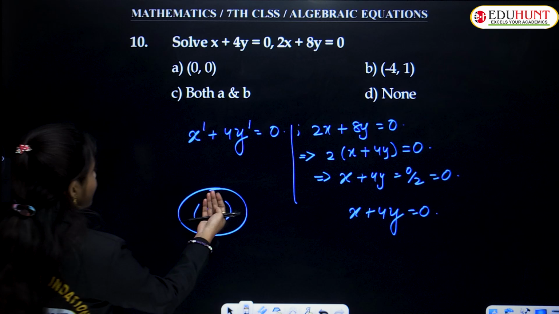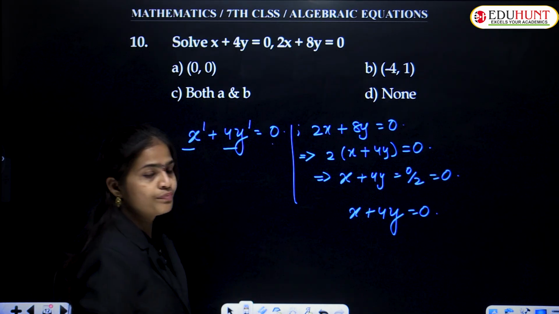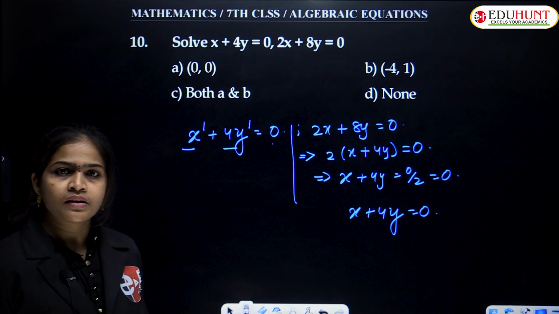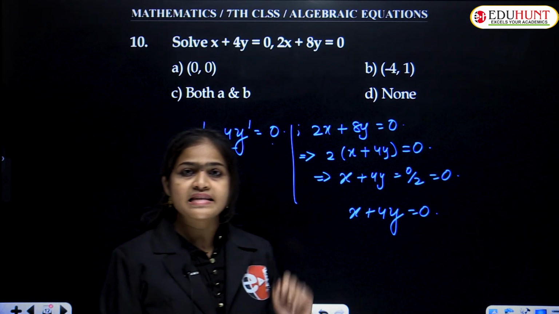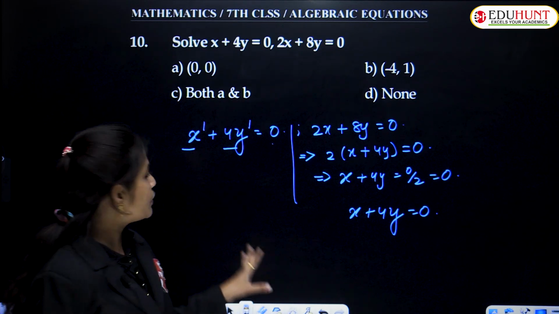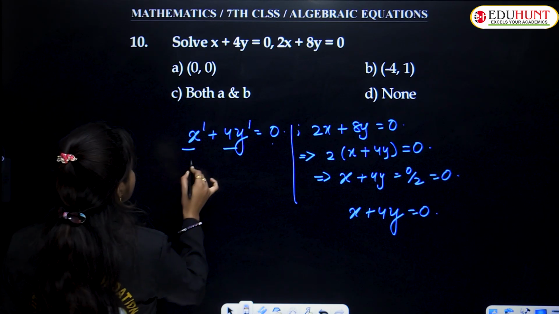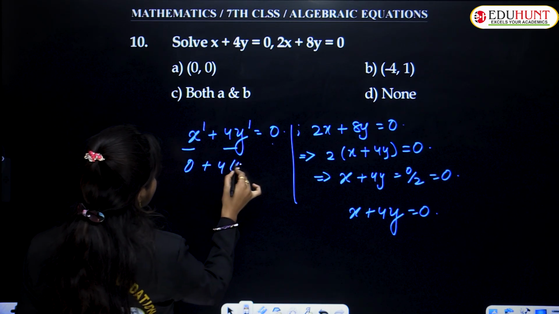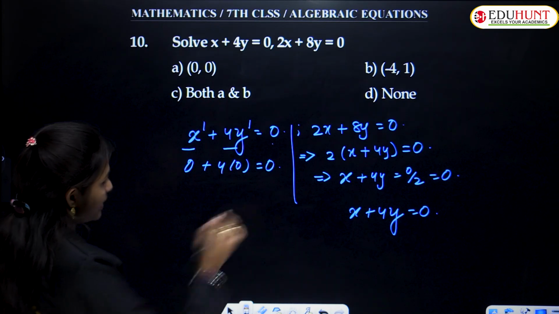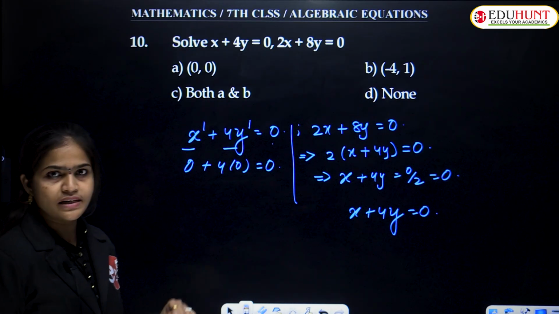So here this is satisfied by the values of both x and y. Why, madam? See here, the sum of two values is equal to 0. The sum of two values is equal to 0. When will it be possible? Only one possibility is there here, x and y both are 0. In that case this is satisfied: 0 plus 4 into 0 is equal to 0. It satisfies. So x is equal to 0 and y is equal to 0.